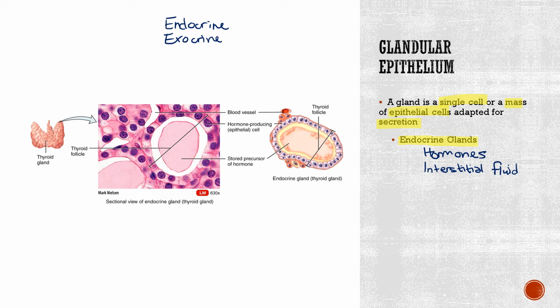Endocrine glands really have far-reaching effects, and this is because they are distributed throughout the body, and these hormones can travel through the bloodstream. The thyroid gland here is an example of an endocrine gland.